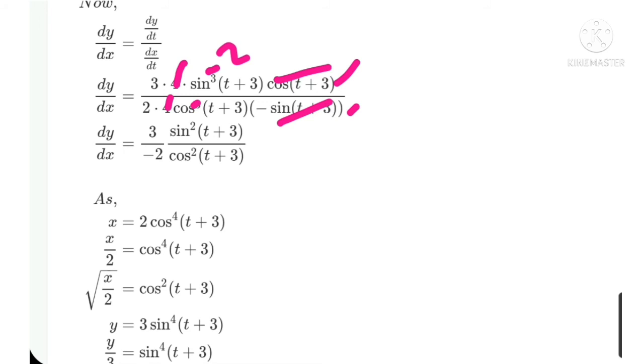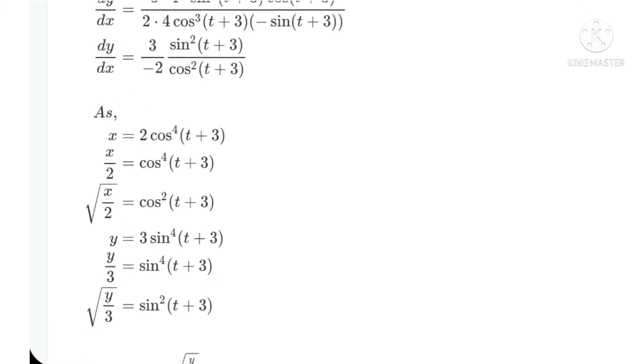What is the value of x that is given? X is given 2 cos raised to 4 t plus 3. So you find x upon 2 is cos raised to 4 t plus 3. Taking square root on both sides, you get root x upon 2 is equal to cos square t plus 3. Why? Because here we want cos square t plus 3. So you put here cos square t plus 3 as root x upon 2. Similarly, from y you find y upon root 3.